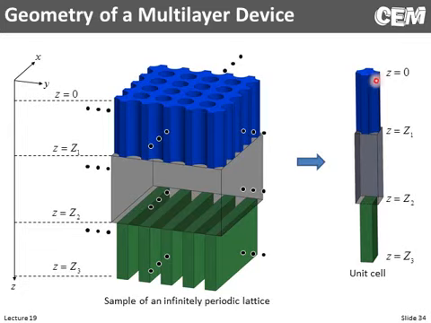So each layer has its own thickness. So we'll be at position 0 at the top. If the first layer has thickness Z1, we'll be at position Z1. Be at position Z2, Z3, etc. And we're assuming infinitely periodic in both the X and Y directions. So here's our geometry.